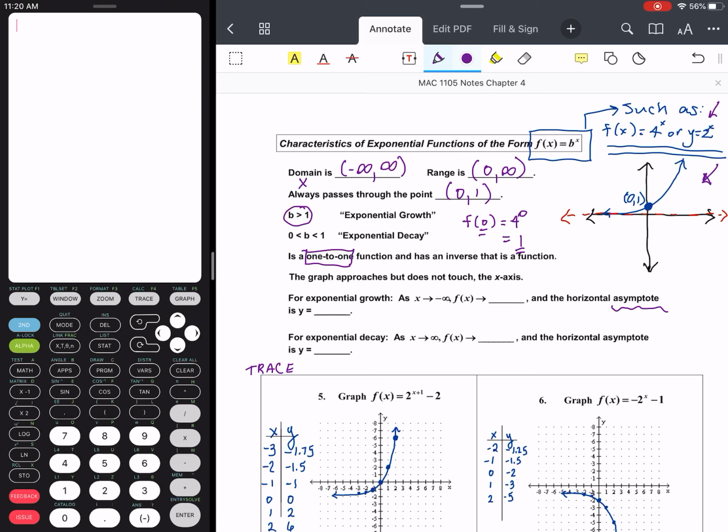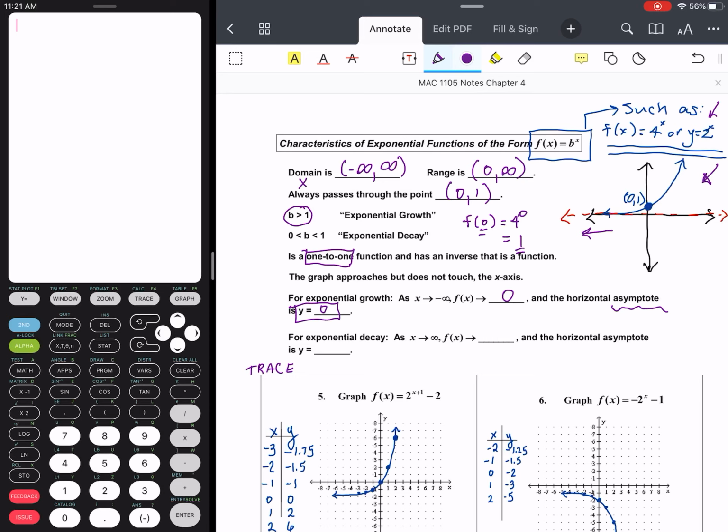For exponential growth functions, as x approaches negative infinity, heading this way, f of x, the y value of your function, approaches 0. And the horizontal asymptote is the equation y equals 0. Remember, horizontal asymptotes are always in equation form: y equals a number, in this case y equals 0.